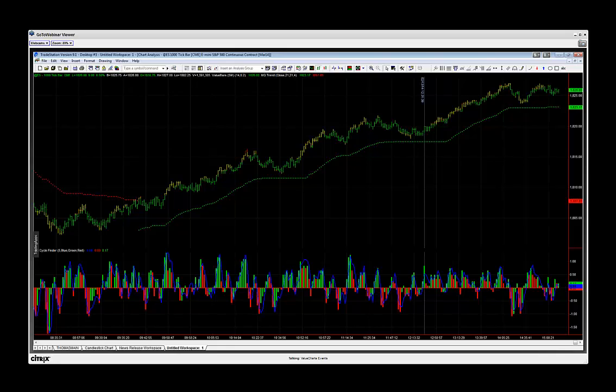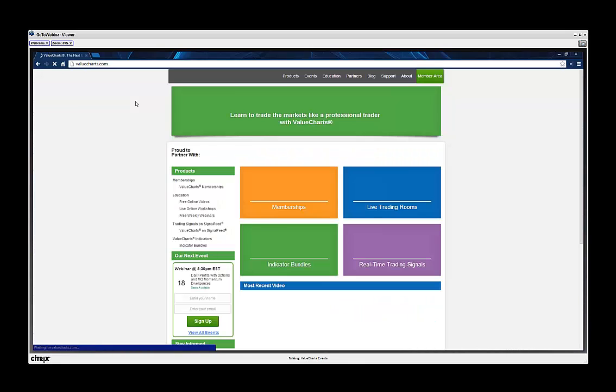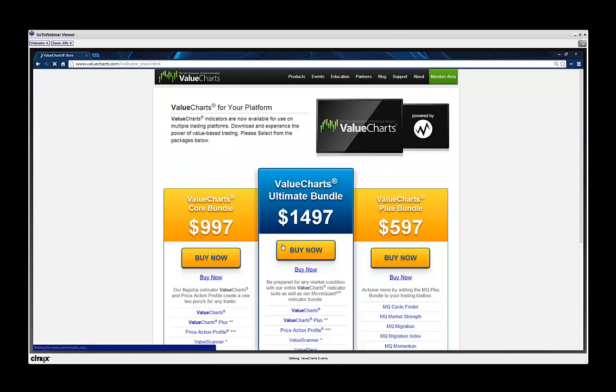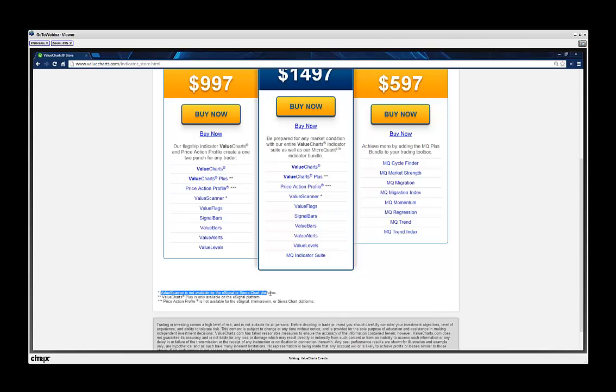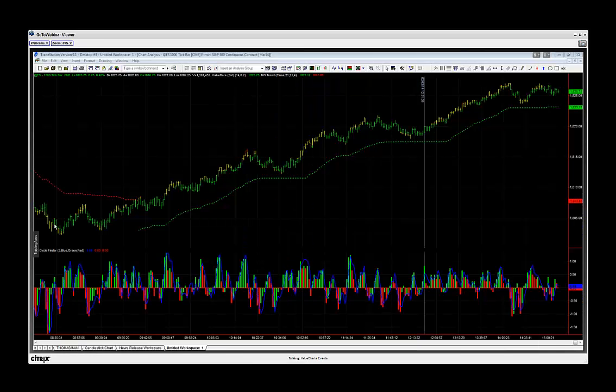How do you know which indicator plays on what platform? They're listed there when you go to ValueCharts.com and you look at the indicators. When you click on the indicator bundles, it'll tell you right here at the bottom, Value Scanner is not available for eSignal or Sierra. Value Charts Plus is only available on eSignal. Price Action Profile, not available for eSignal, Thinkorswim, or Sierra charts. The reason that they're not available for those platforms is just because we couldn't code them for them. It just wouldn't work.